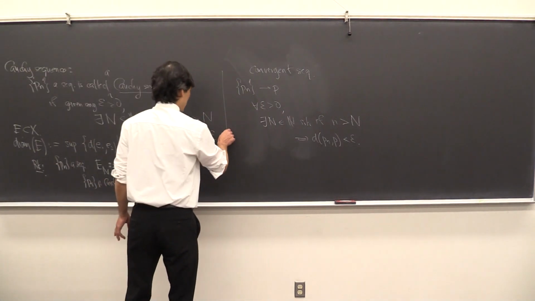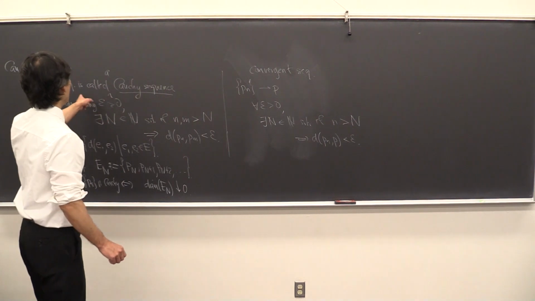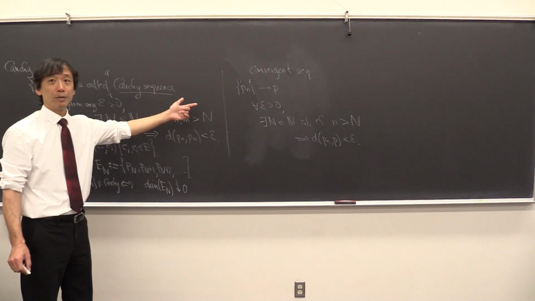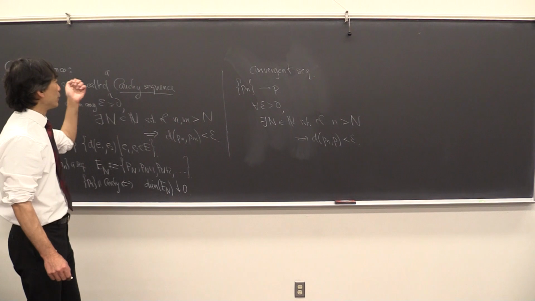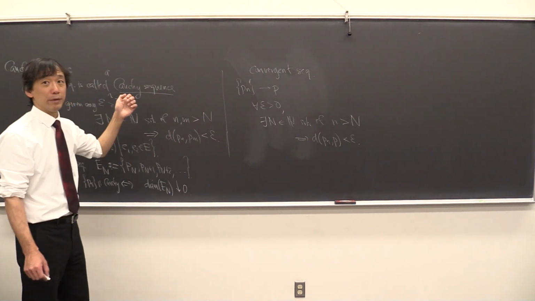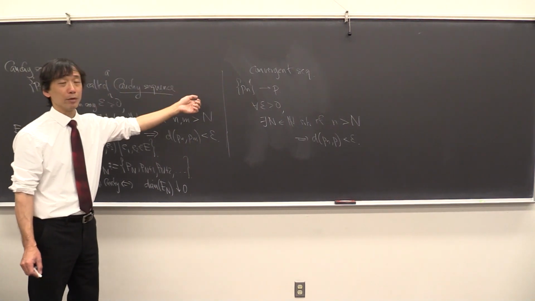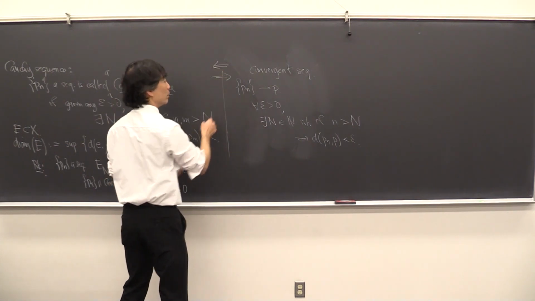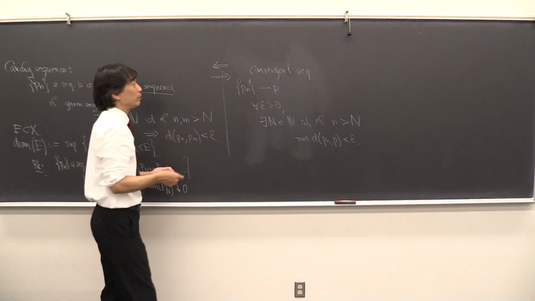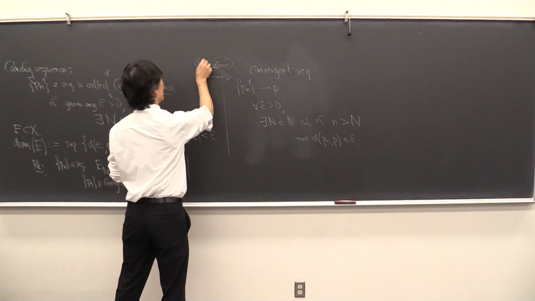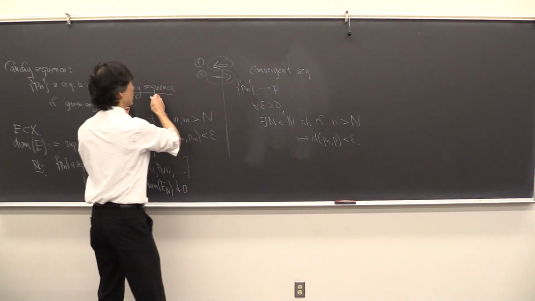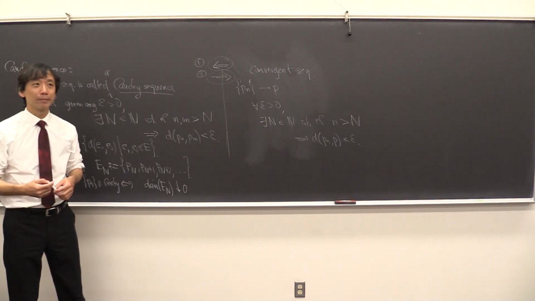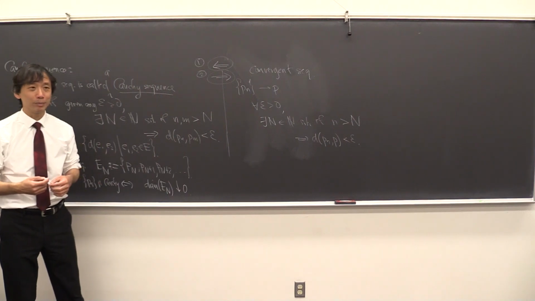I wasn't going to do it in this order, but since we have Cauchy sequence and convergent sequence up here, which one is stronger? Is it more restrictive to be a Cauchy sequence, or is it more restrictive to be a convergent sequence? In other words, is one stronger than the other, or are they equivalent? Option number 1: convergence is stronger than being Cauchy. Option number 2: Cauchy is stronger than being convergent. Turn to a neighbor, talk to somebody nearby.